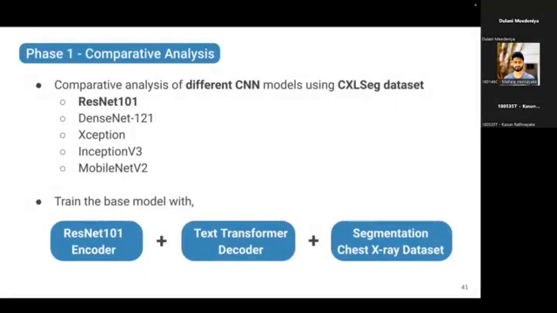So our model mainly consists of an encoder and a decoder. In the encoder, what we are doing is we are extracting the feature part, and in the decoder, we are doing the report generation part.